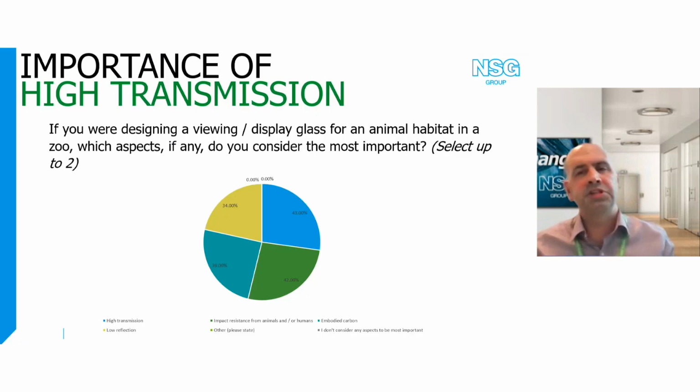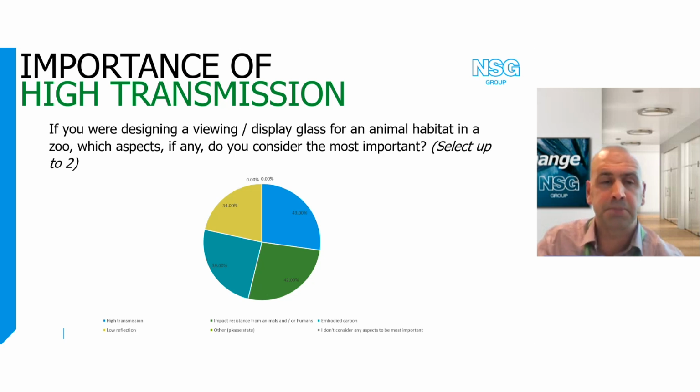So once again, returning to our survey, these results suggest that high light transmission is the highest priority when designing glazing for an animal habitat, with 43% of responses suggesting that this was the most important factor. And then that was closely followed by impact resistance and embodied carbon at 39%. So 34% of responses then suggested low reflection was of utmost importance. So we'll explore some of these properties in the next few slides.